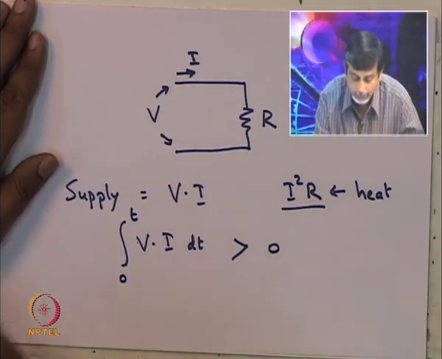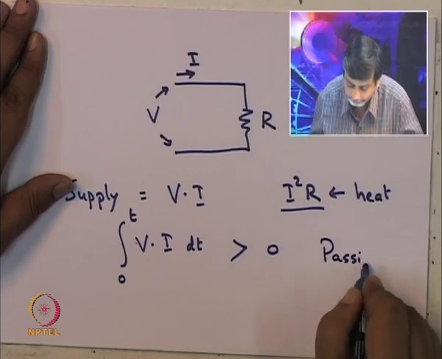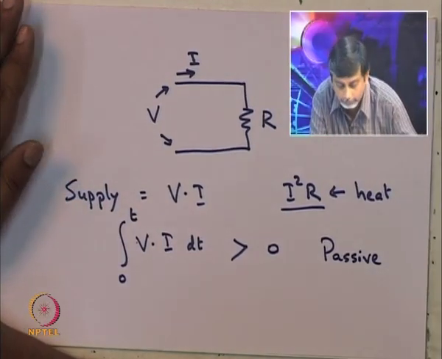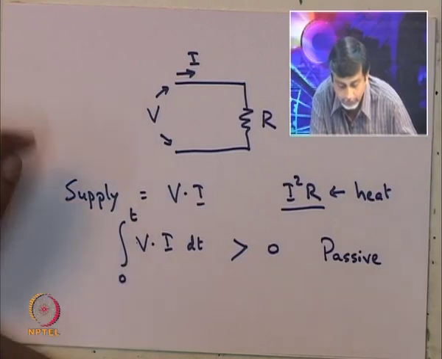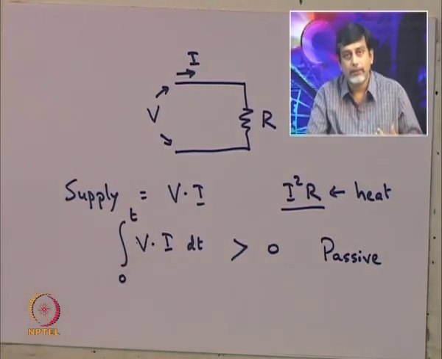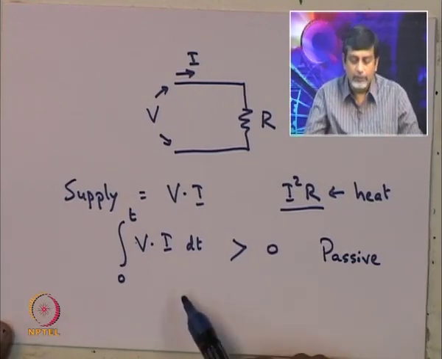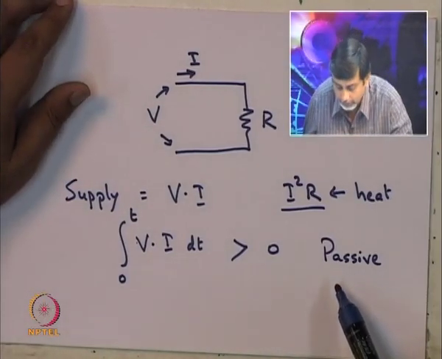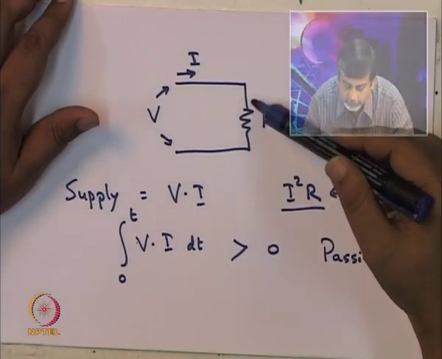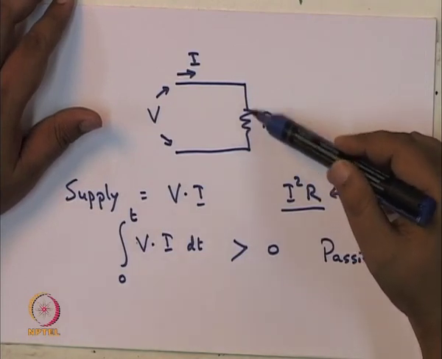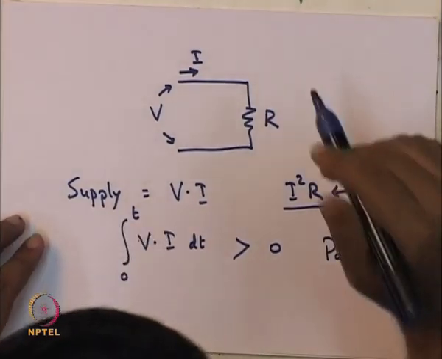Now, one could use this as the definition for passive. So when we talk about a passive system, what we are talking about is that the amount of energy supplied to the system is positive. Of course, this definition of passivity may not always strictly hold the moment we use some element like a capacitance or an inductance. Let me try and explain what I mean by that.